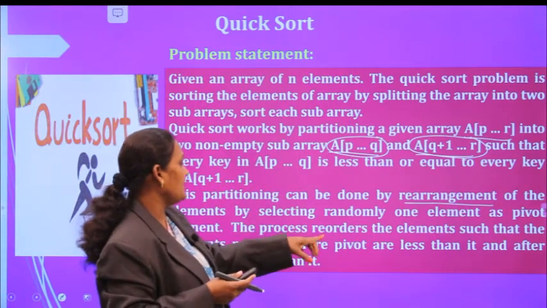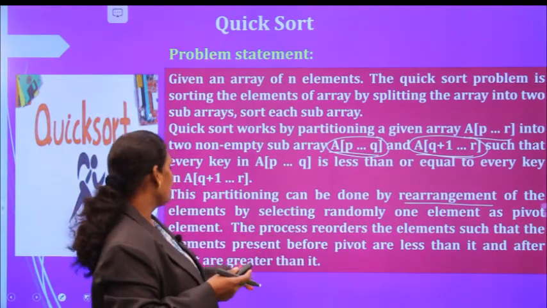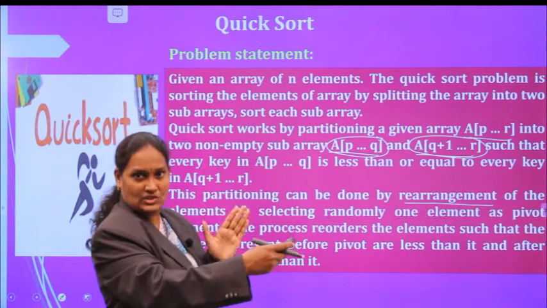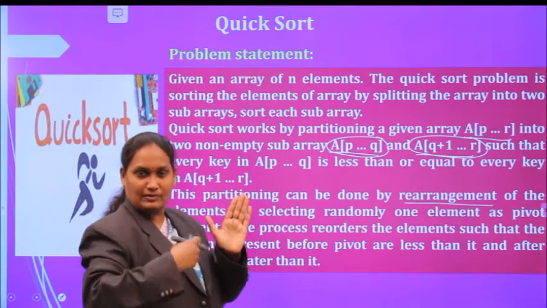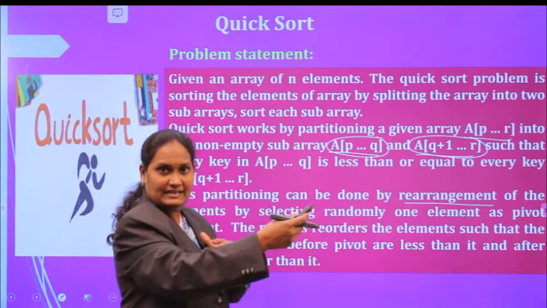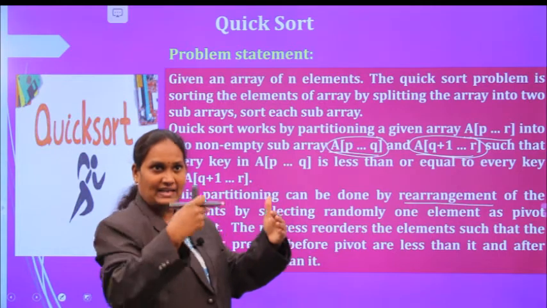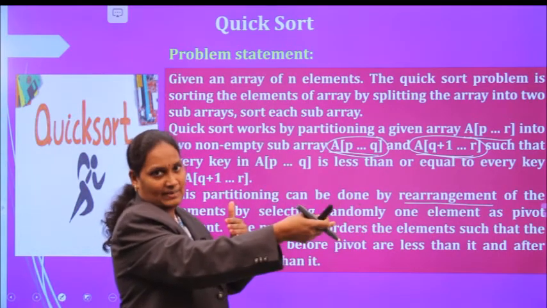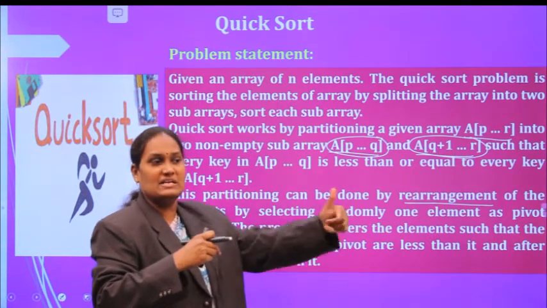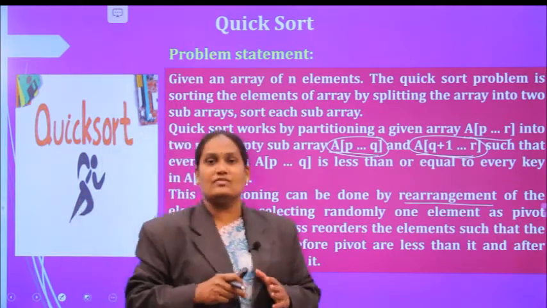Now, this is the process of reordering the elements such that the elements before the pivot are less than it and the elements after the pivot are greater than it. So the pivot element is positioned in such a way that the elements present before the pivot are less and the elements present after the pivot are greater. At the pivot, the array is partitioned. The first is the left subarray and the second is the right subarray. Always the elements in the left subarray are less than the elements in the right subarray. I hope you understand the problem statement of quicksort.